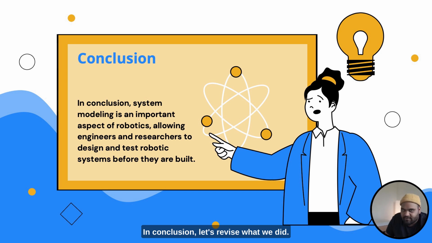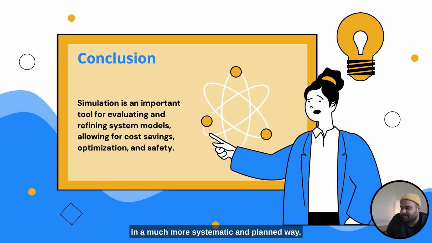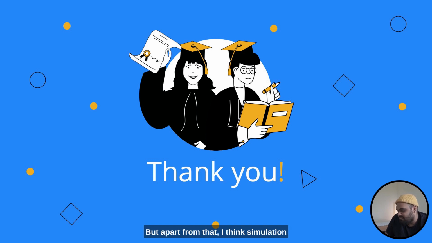In conclusion, let's revise what we did. We say that system modeling is an important aspect of robotics engineering, and it's better to simulate things before you actually build them. There are several types of system models used in robotics, including kinematic, dynamic, and control models, which allow all of these things to be done in a much more systematic and planned way. Simulation is an important tool for evaluating and refining systems, and it allows for cost saving, of course. There are also challenges such as complexity, uncertainty, and verification. But apart from that, I think simulation plays a very significant role.